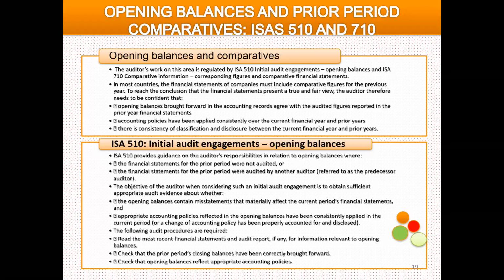So what will be the objective of the auditor here? The objective of the auditor will be to ensure that the opening balances do not contain misstatements that materially affect the current period's financial statements. So if the opening balance is wrong, it means that it's going to affect a lot of things. So does it contain any misstatements? That's what we need to find out. And what are the accounting policies that surround that opening balance? Especially when it has been audited by another auditor. It's very, very important.